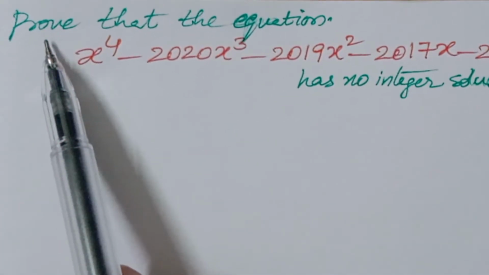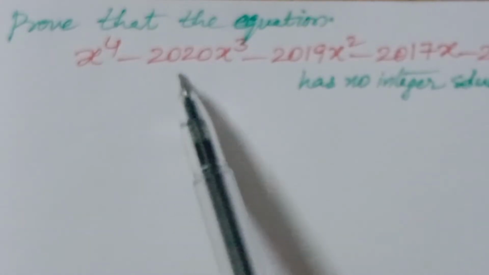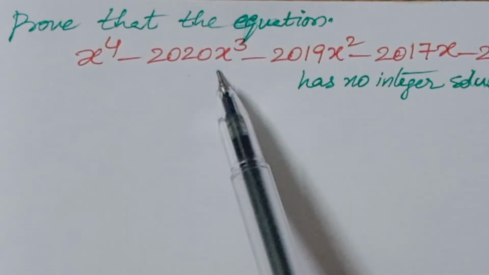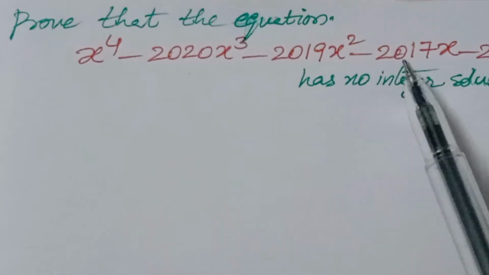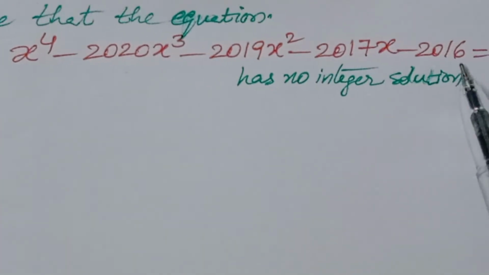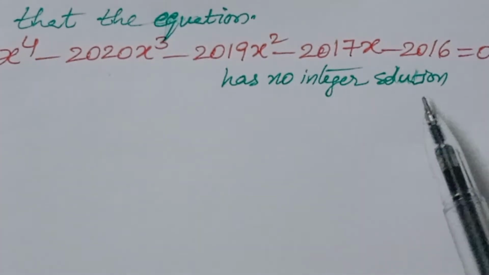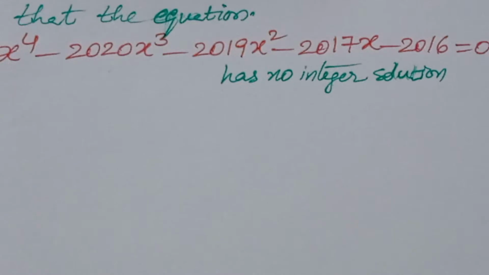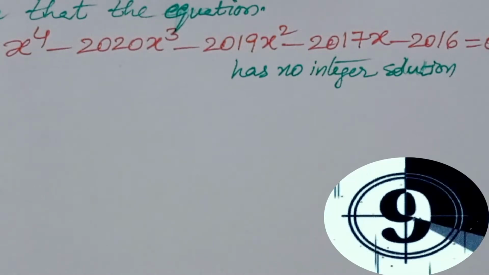The question is: prove that the equation x^4 - 2020x^3 - 2019x^2 - 2017x - 2016 = 0 has no integer solutions. As you are going to solve this problem, before starting, pause the video for 10 seconds and try it.